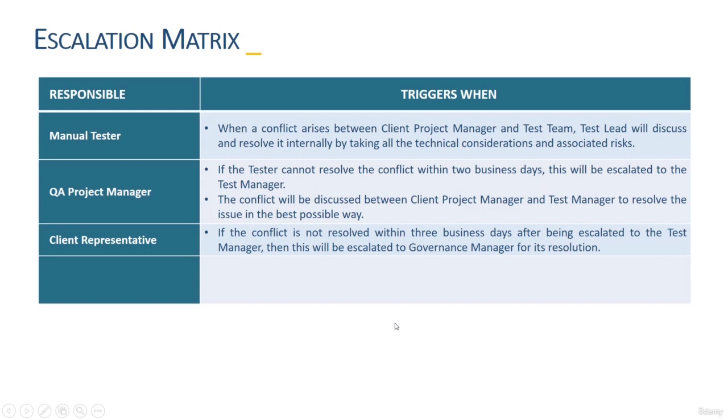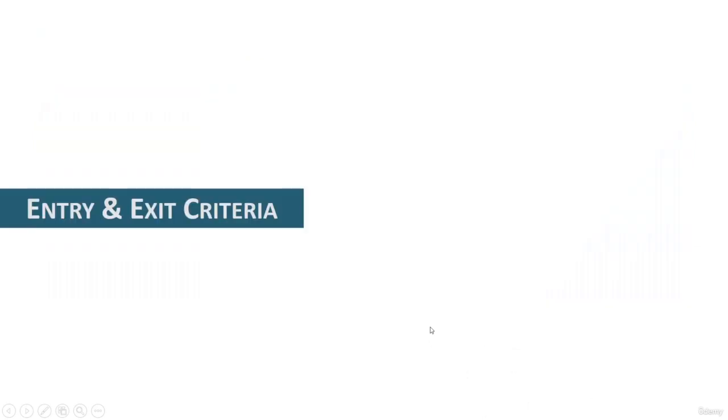And if there is any escalation matrix, who will do what? The manual tester will raise it with the client manager and report and discuss any critical issues. And the project manager, if the tester cannot resolve the issues, then the client QA project manager will communicate with the client project manager, and the test manager will resolve the issues as soon as possible. And the client representative, if unable to resolve the conflict, then they need to discuss with the senior governance manager for resolving the issue. So all these things you need to specify in your test plan, and then you need to specify the entry and exit criteria.